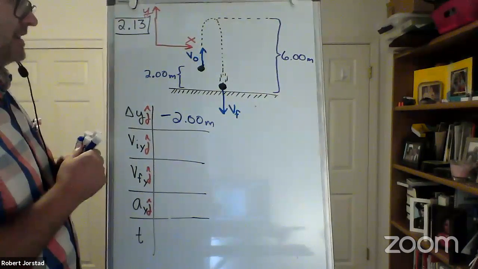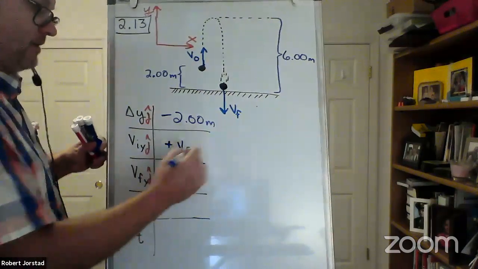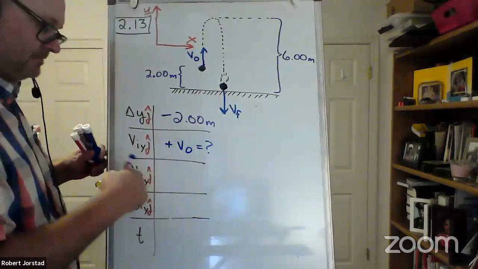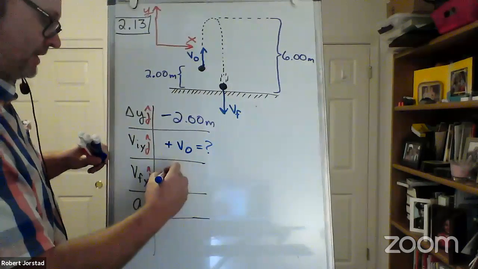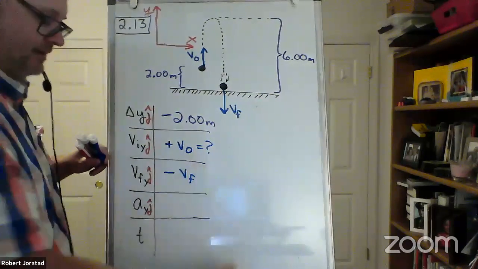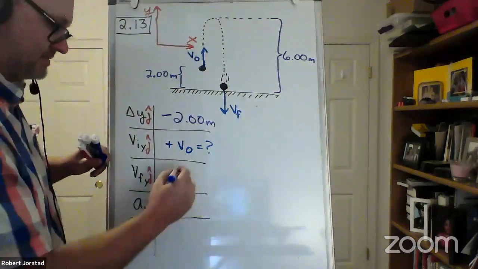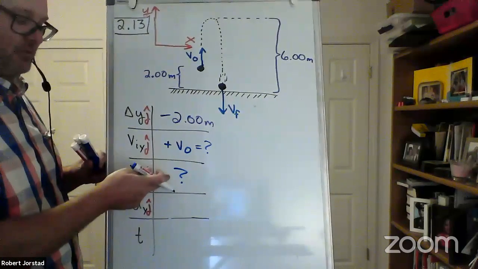This is an unknown. Now I called this positive V0. I don't know what that is. At the end of the flight, I don't know what it is, but I'm going to call this negative V final. Well, I don't know. Let's just leave it as a question mark. I don't want to get confused with those minus signs. How about I just say, I don't know what it is.